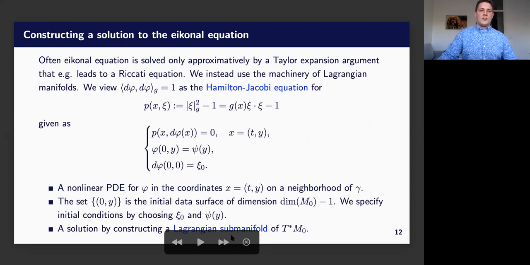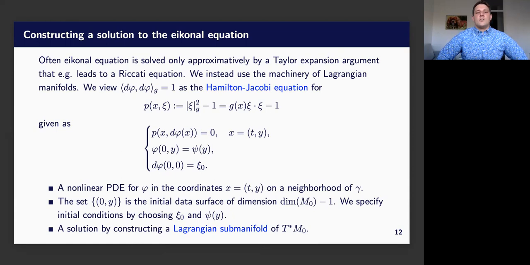Okay, so let's solve the diagonal equation. I would say often, at least what I've seen in the literature, the diagonal equation is solved only approximatively by a certain Taylor expansion argument. If you're familiar with this argument, this is the argument which, for example, leads to solving the so-called Riccati equation. We instead use a different method. We use the machinery of Lagrangian manifolds, which I now explain.